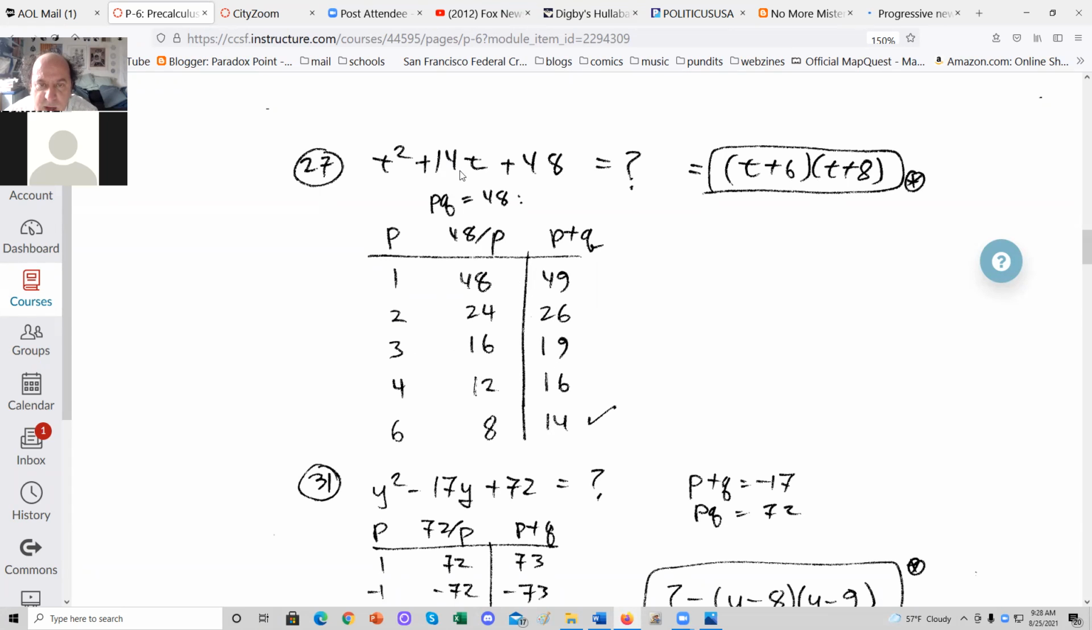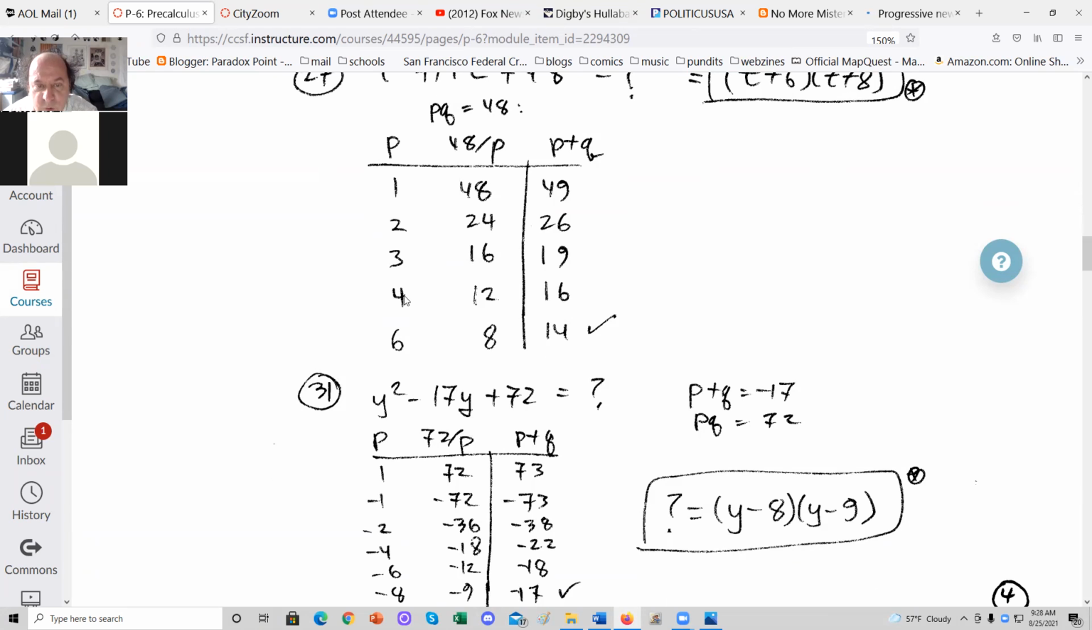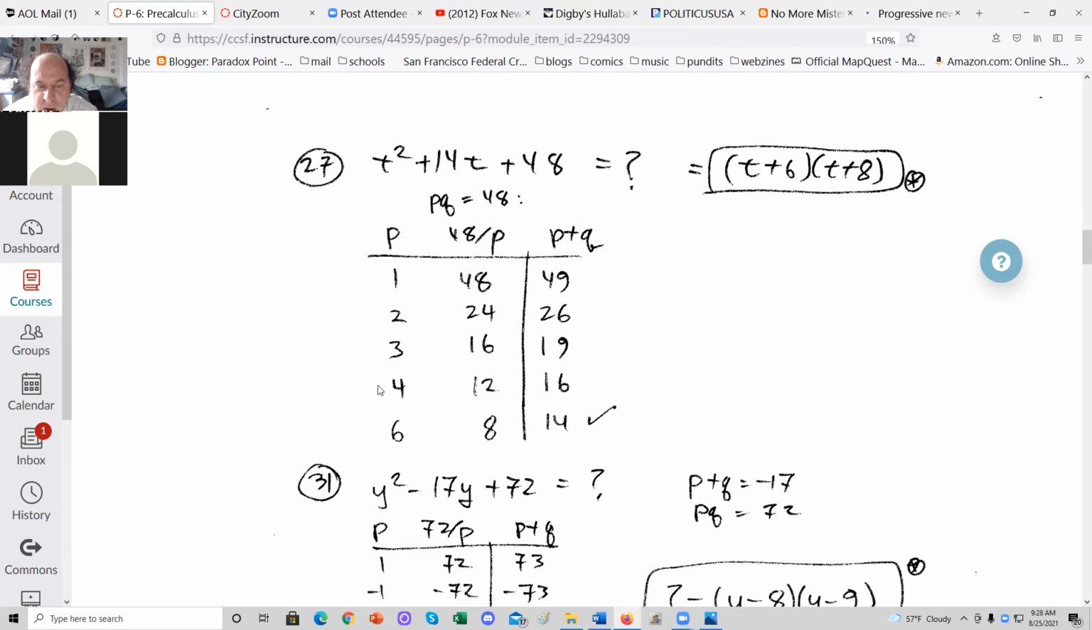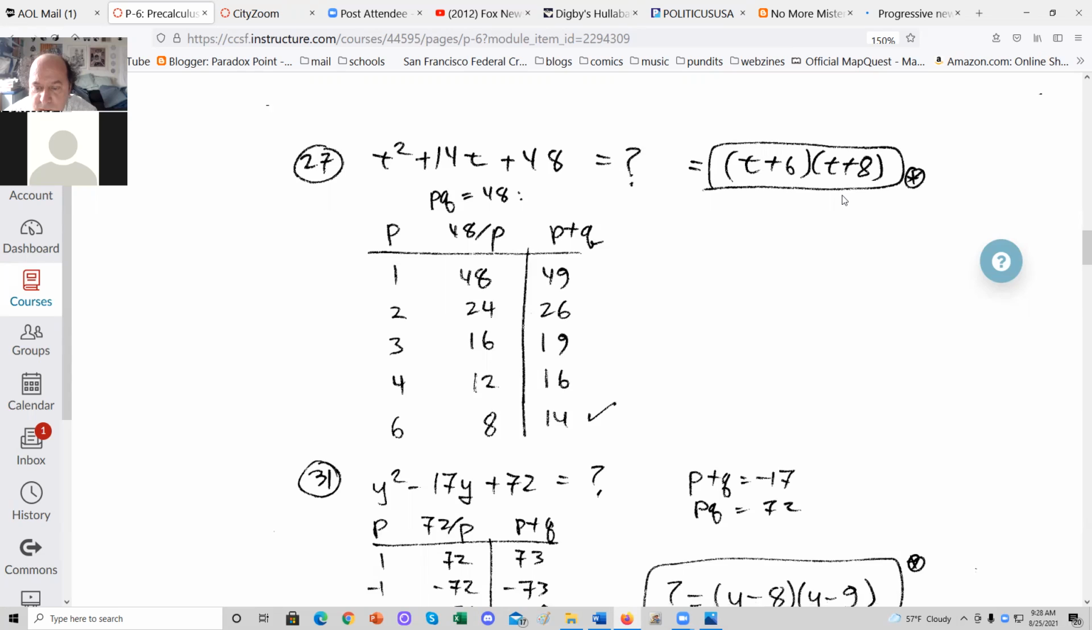Their sum is 19. Still too big, but it's getting close. If P is 4, 48 over P is 12. Their sum is 16. Not there yet. 5 doesn't work, so we don't check that. If P is 6, 48 over 6 is 8. Their sum is 14. It fits. So this equals t plus 6 times t plus 8.